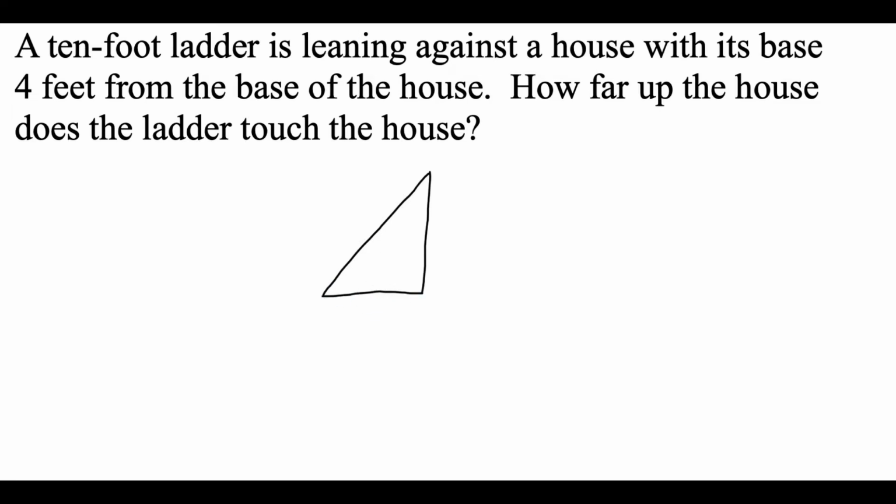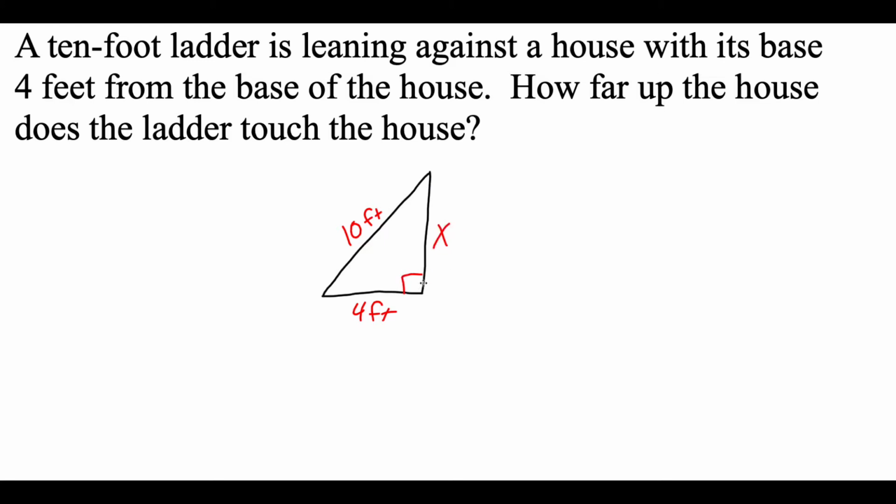Now I'm going to label some sides on here. The ladder itself is 10 feet long, so the ladder was leaning up against the house. So this diagonal side is the 10-foot ladder. We said that the base was 4 feet away from the house. So on the ground, that distance from the base of the ladder to the base of the house, that's 4 feet. And we don't know this missing side. So I'm going to call that x.